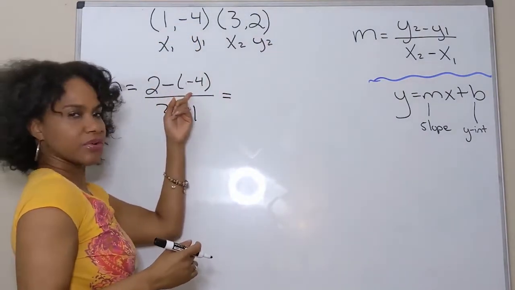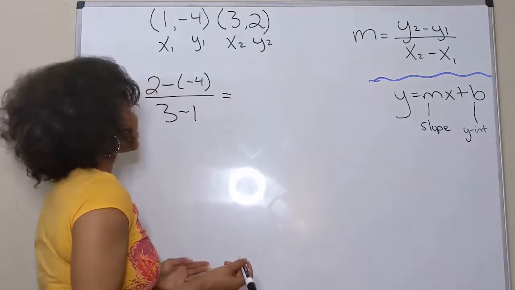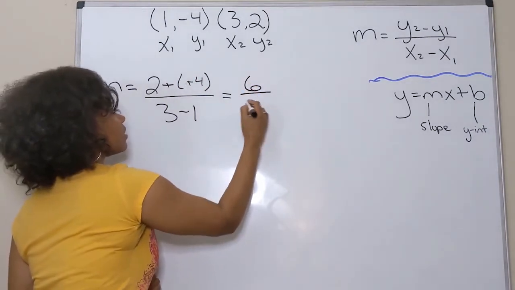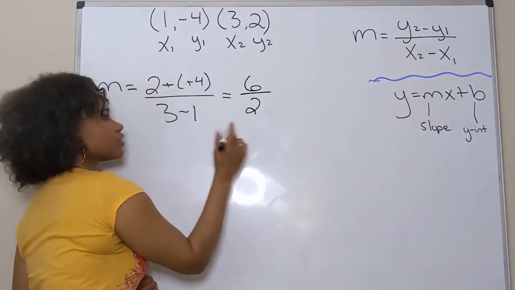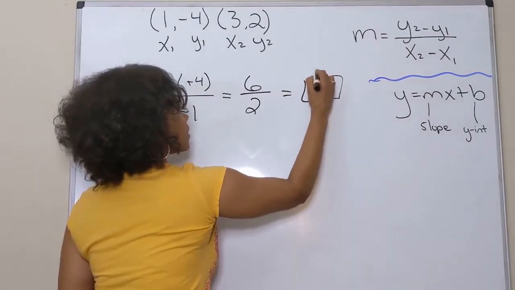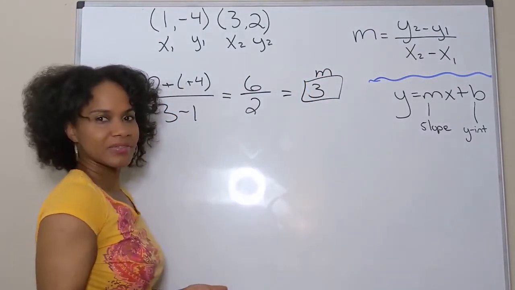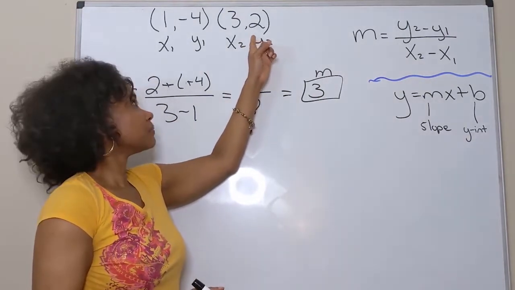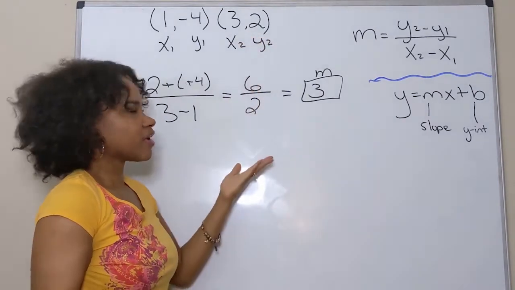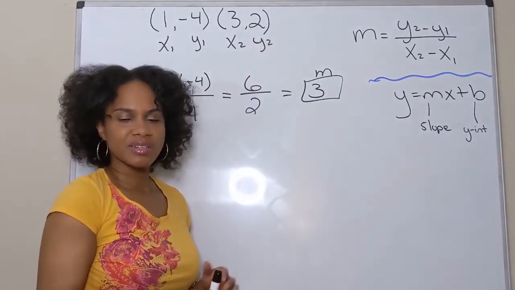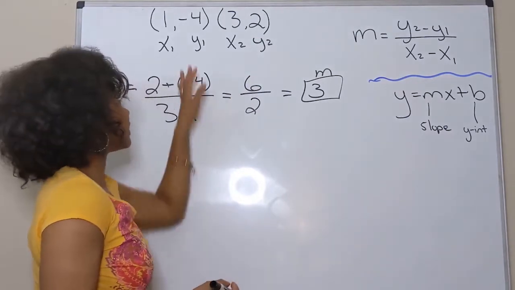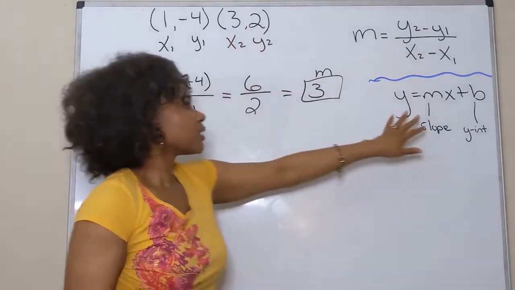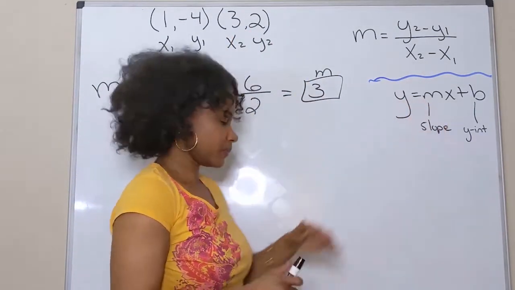So 2 minus negative 4 is, of course, just using knowledge of adding and subtracting integers, I'm adding it. That would be 6 over 2. 3 minus 1 is 2. And my slope in this case is 3. Now I need to find my y-intercept. In this one, I'm going to choose the second ordered pair, and that is because I have all positive numbers. It's just easier to deal with positive numbers than to throw in a negative. So I'm going to use the ordered pair 3, 2 to plug in for x and y to find b.